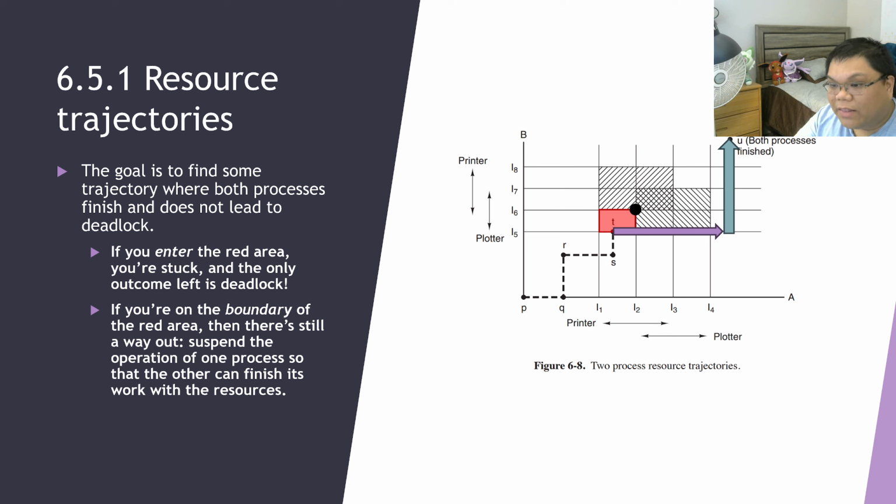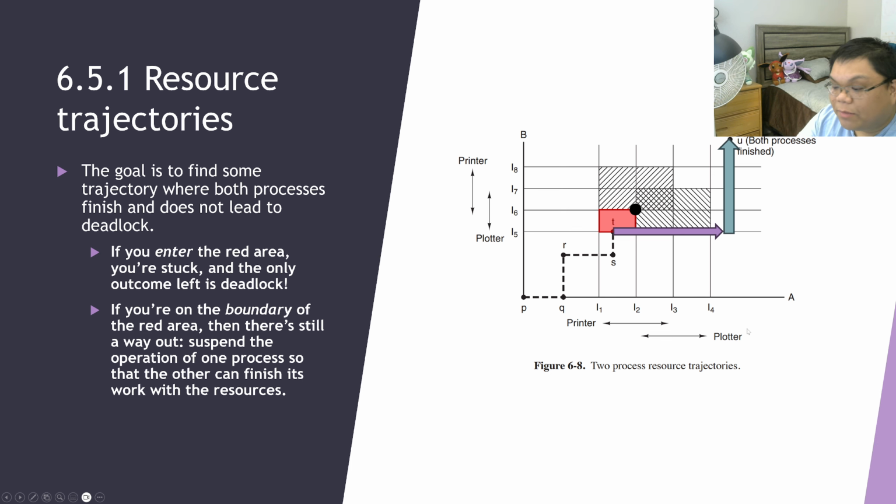Basically, we are suspending the operation of one process so that the other process will do all its work needed with these two resources. And once we've skirted around this impassable area here, we avoid this unsafe area in which no matter what we do, we end up with deadlock. Once we enter this red area, we're stuck and the only outcome left is deadlock. But if we're on the boundary, there's still a way out, and that's just to traverse the boundary instead.